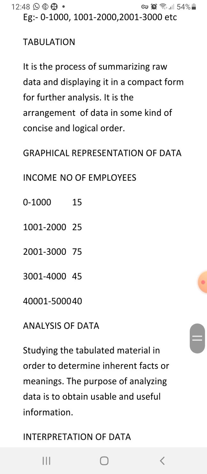When we are tabulating, we will get a clear-cut idea about what is the occupation of a person, what is the age of a person. It is easy for analysis.